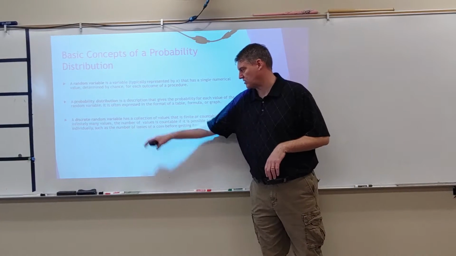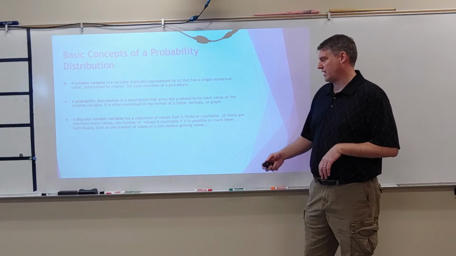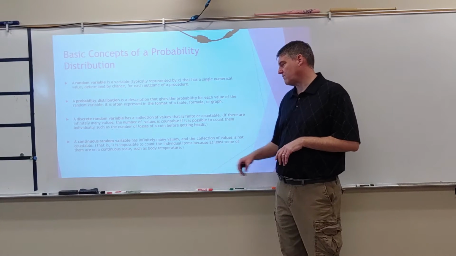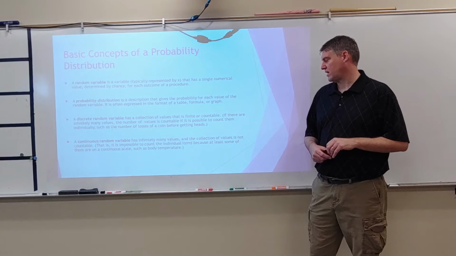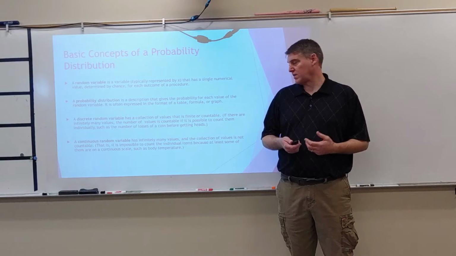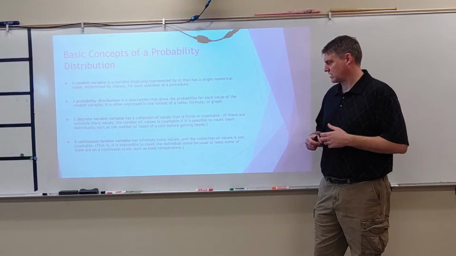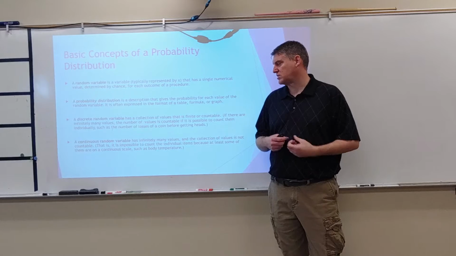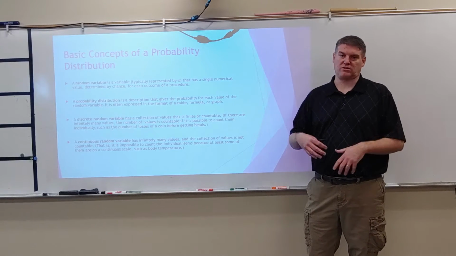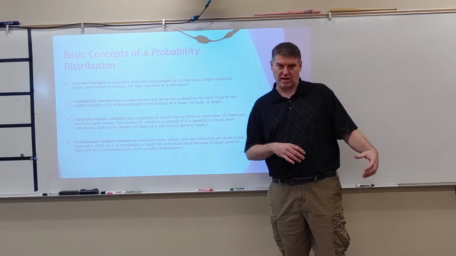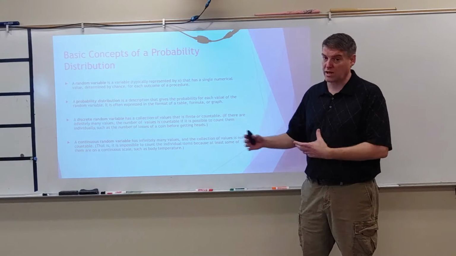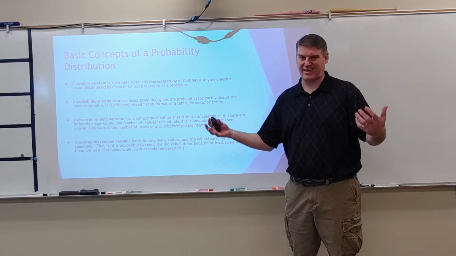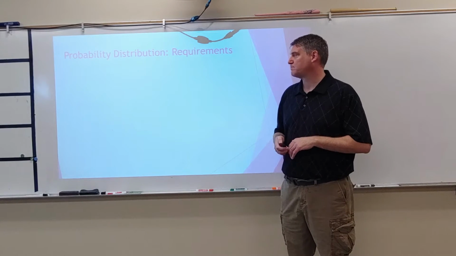Well, I should say heads, tails before heads. A continuous random variable has infinitely many values, and the collection of values is not countable. That is, it is impossible to count the individual items because at least some of them are on a continuous scale, such as body temperature, right? So you can have 98.7, 98.5, 98.43. Okay, so it's hard to count. Discrete means that even if you have an infinite number, it's like heads and tails, you have that.